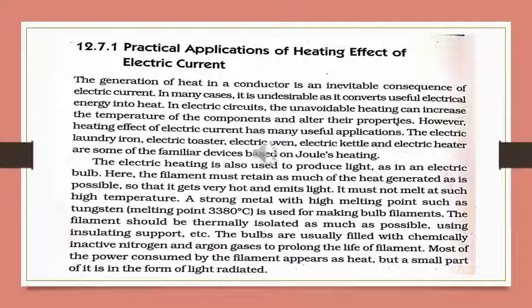The bulbs are usually filled with the chemically inactive nitrogen and argon gases to prolong the life of the filament, and most of the power consumed by the filament appears as heat, and a small part of it is in the form of light radiated.